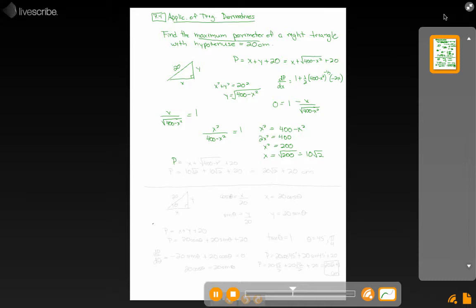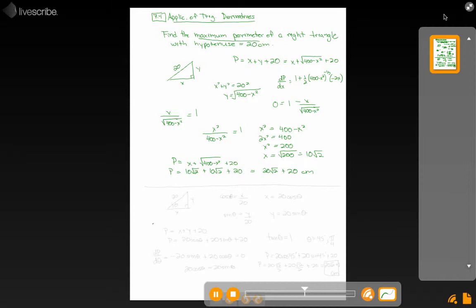The perimeter is actually equal to x plus y plus 20, or x plus the square root of 400 minus x squared plus 20. And what you actually find about this triangle is it ends up being isosceles, in that these two sides end up being, this one's 10 root 2, and this one is also 10 root 2, plus 20. So the maximum perimeter you could get out of this is 20 root 2 plus 20. We could come up with a decimal answer, but this is better. So there's solution A.